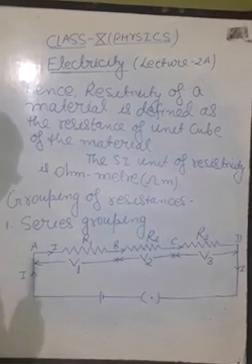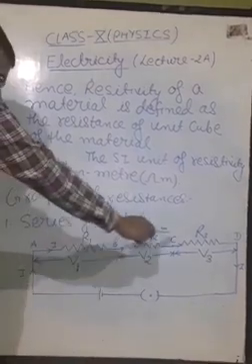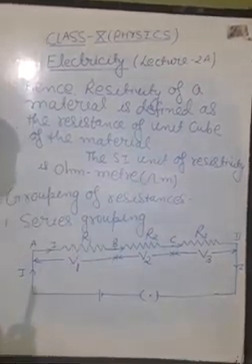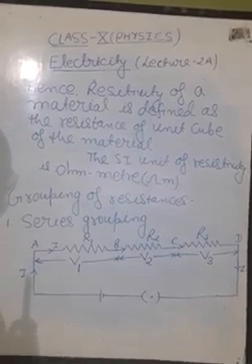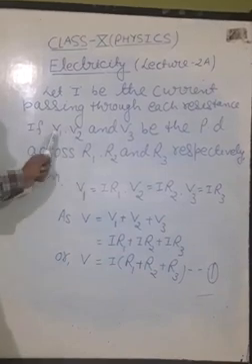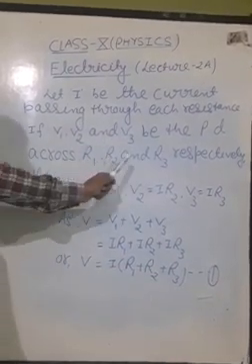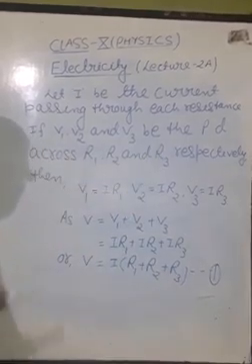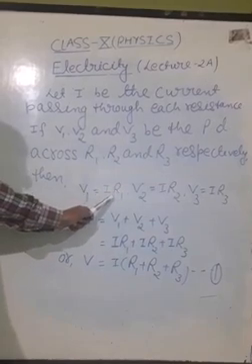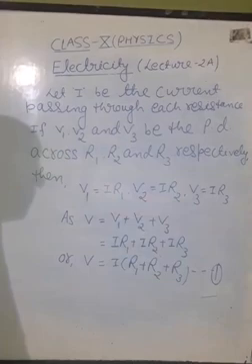In series grouping, same current passes through each of the resistances, but the potential differences across them are different. If I be the current passing through each resistance and V1, V2 and V3 be the potential differences across R1, R2 and R3 respectively, then according to Ohm's law what can we write? V1 equals IR1, V2 equals IR2 and V3 equals IR3.